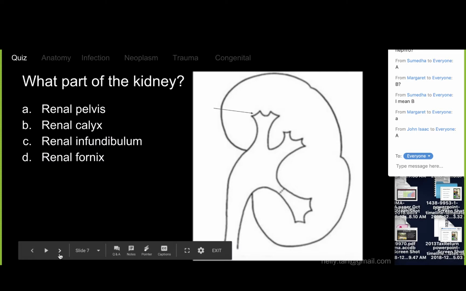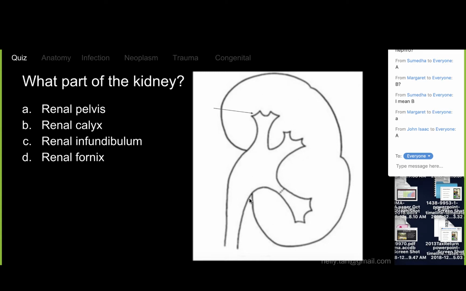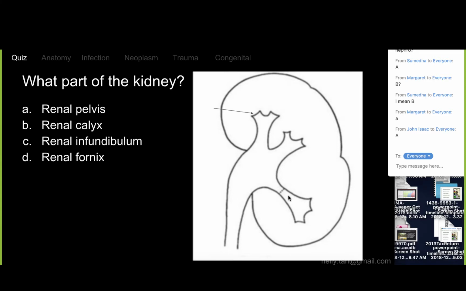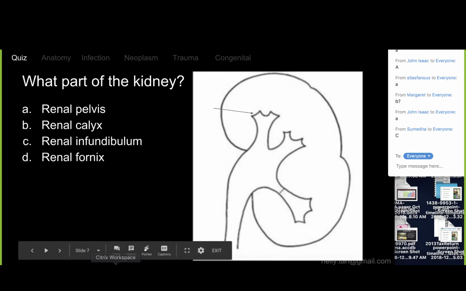What part of the kidney is this? So we have the cortex, the medulla, and then we have the collecting system that drains the urine. So what part of the kidney is this? A, renal pelvis, okay. Any other guesses? B, renal calyx, okay. So we'll go over that.